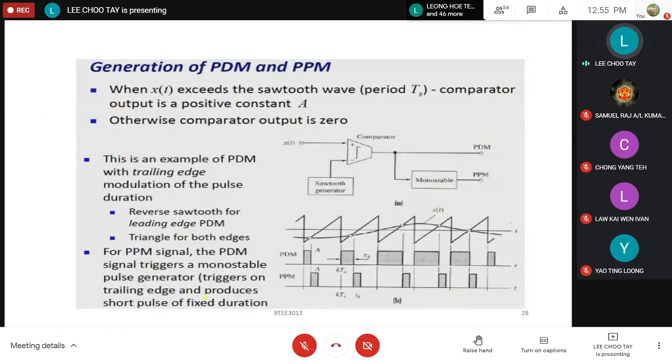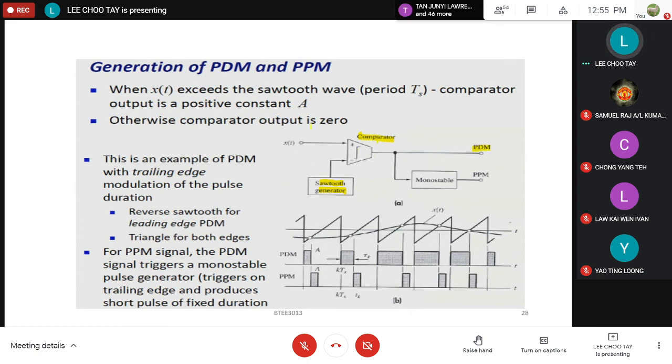Okay, how are PDM and PPM pulses generated? These two types of pulses can be generated using a comparator with a sawtooth generator that generates triangular pulses. So PDM basically will be the output of the comparator.